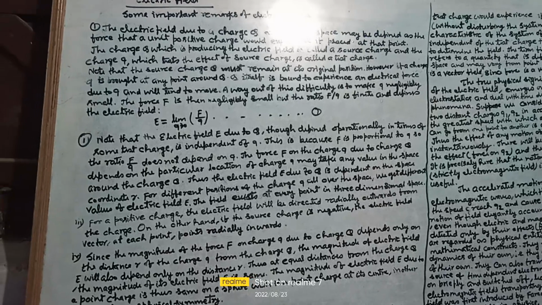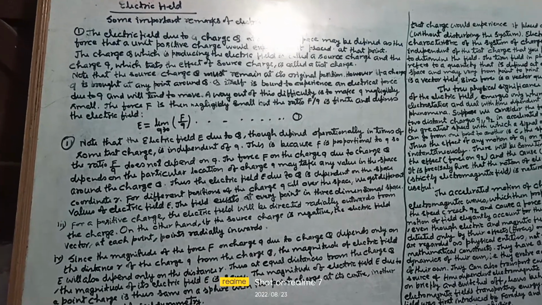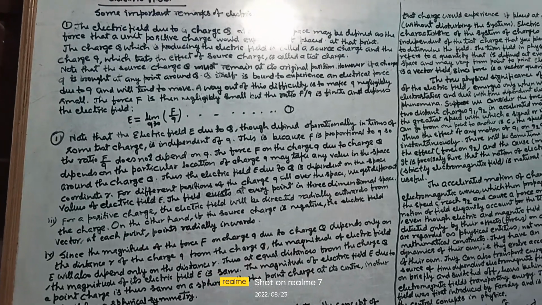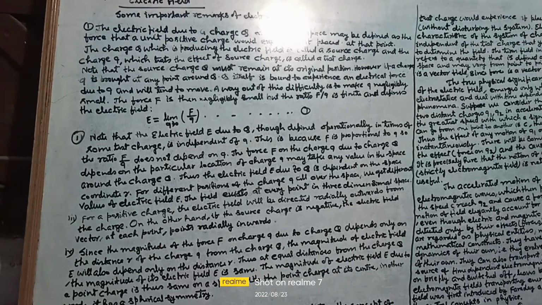Third, for a positive charge, the electric field will be directed radially outwards from the charge. On the other hand, if the source charge is negative, the electric field vector at each point points radially inwards.